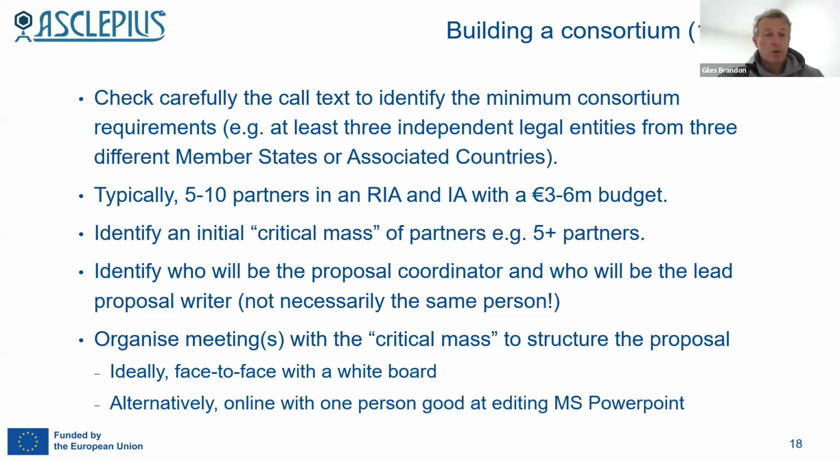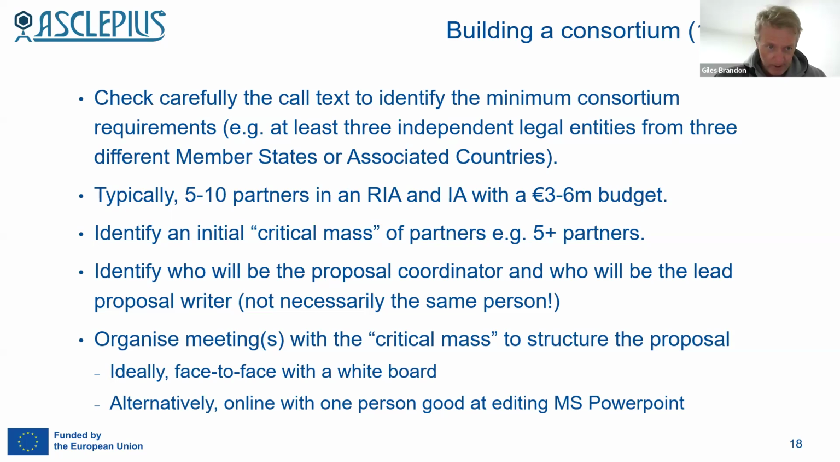But look, these are minimum requirements. If you're dealing, and I'm reading the next bullet point, if you're dealing with research and innovation actions, which quite often have an EU contribution of 3 to 6 million euros, there your consortium can easily be 5 to 10 partners, quite possibly even more. It starts to get rather a lot of partners, yeah?